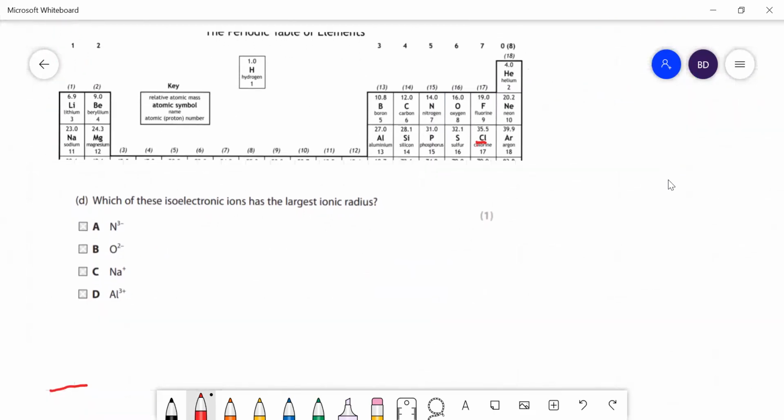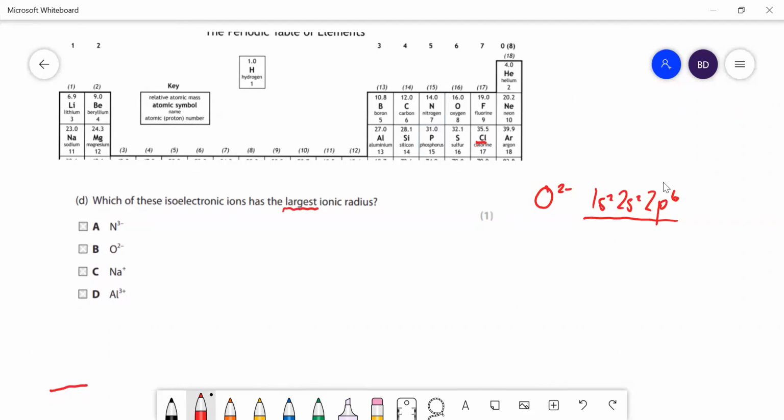Okay, which of these isoelectronic ions has the largest ionic radius? Isoelectronic means they've got the same electronic structure. So if you look at any of those, for example O2-, oxygen is 1s2, 2s2, 2p4. So the 2- is going to be 2 extra electrons in the p shell, 2p6. So they've all got that electronic structure, the same number of shells filled. Which one is going to be the largest?